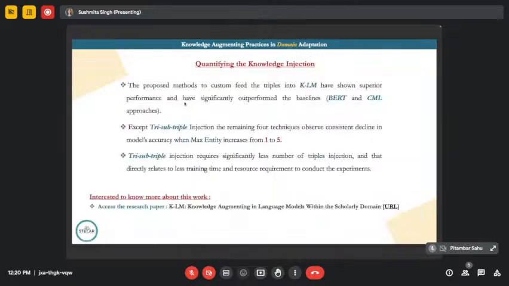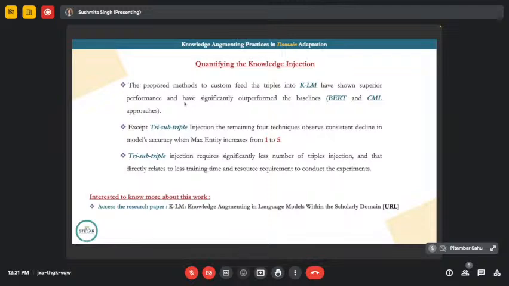So here are some observations from our experiments in quantifying the knowledge injection. It says that the proposed methods of custom feeding the triples into the knowledge language model have shown superior performance, as I have demonstrated, and they have significantly outperformed the baselines of standard classification methods like SVM, decision tree, random forest, Naive Bayes, and BERT, and LSTM and BiLSTM. Except tri-sub triple injection, the remaining four techniques observe a consistent decline in model accuracy when max entity is increased from 1 to 5. Max entity here is a parameter.